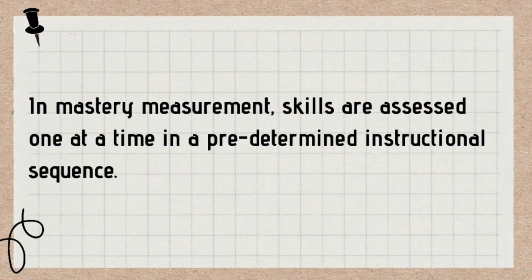Meanwhile, in mastery measurement, skills are assessed one at a time in a predetermined instructional sequence. They measure a specific skill for their student to master, for example, the student's ability to add and subtract. This type of measurement will specifically measure that certain topic for them to master, and hopefully, they will still be able to apply those by the end of the semester.